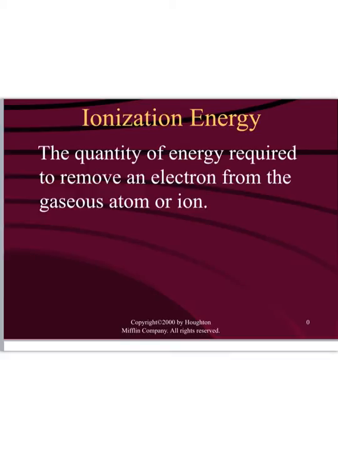Hi everyone, so here we are on chapter 7, day 3, and today we are going to talk about periodic trends. So the first periodic trend we are going to discuss is ionization energy. You should know the definition of the term. It means the energy required to remove an electron.